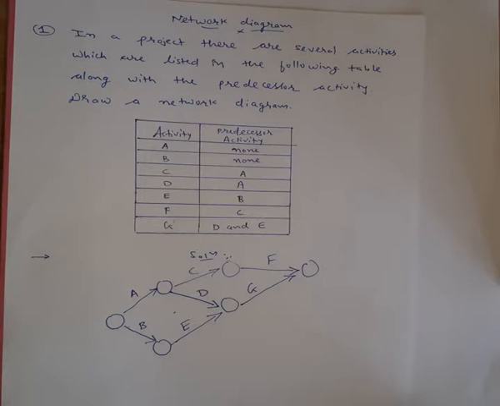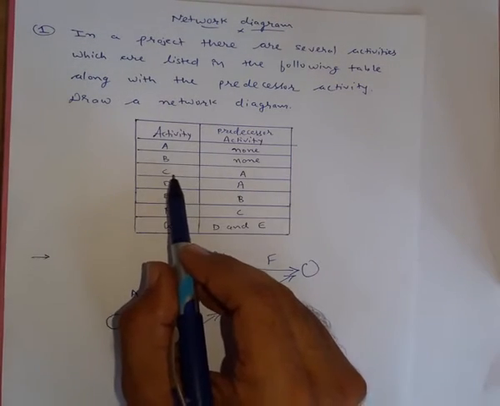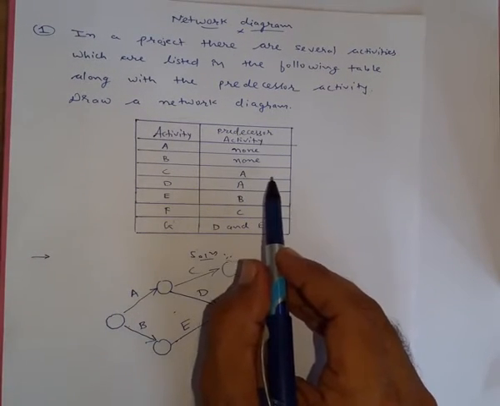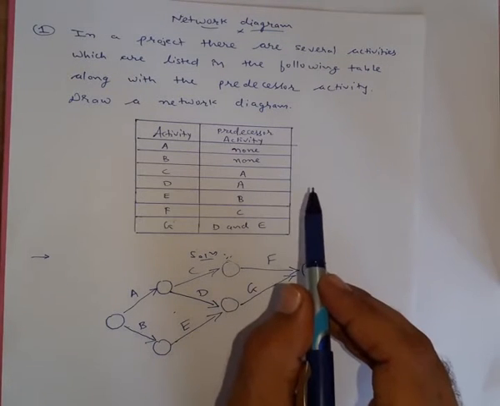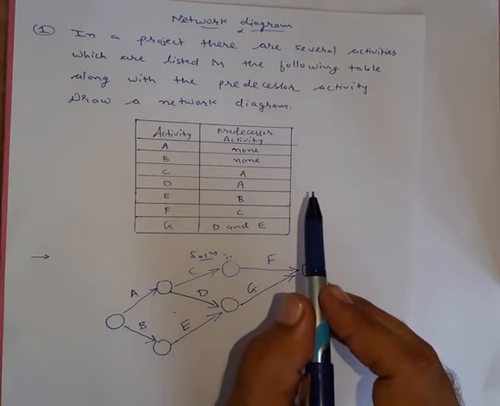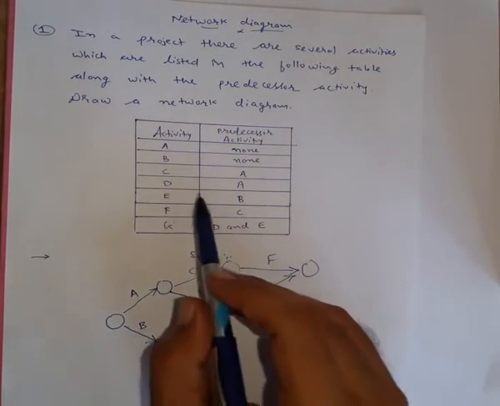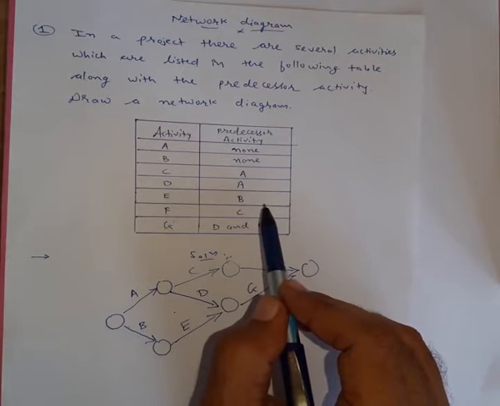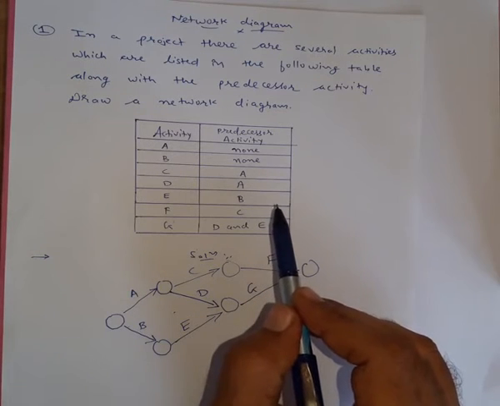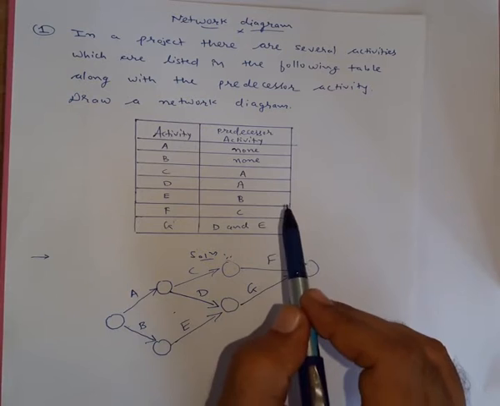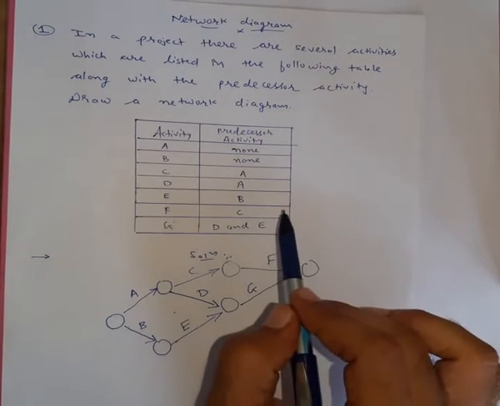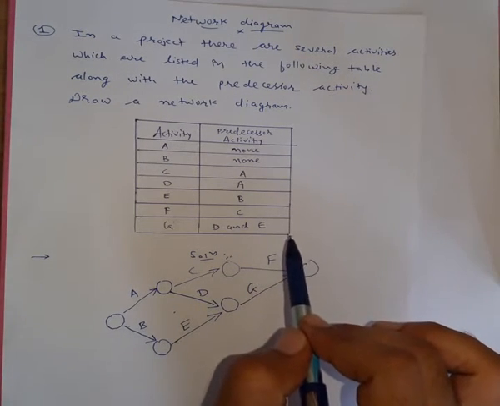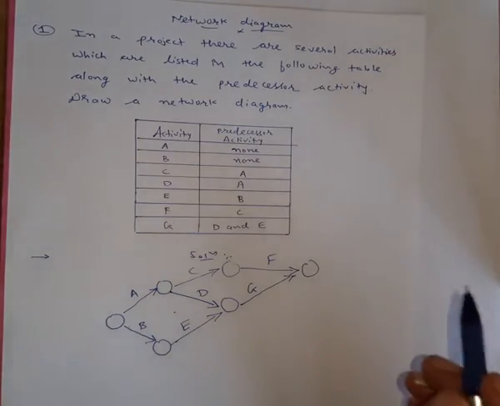But predecessor activity means what? Any activity that is dependent on others' completion, that is called predecessor activity. As you can see over here, activity C has predecessor activity A. That means C activity can only be started after the completion of activity A. Similarly, for activity E, what does predecessor activity B mean? It means only after the completion of activity B you can start the activity E. So you should take care about these predecessor activities, and accordingly you will have to draw the diagram.